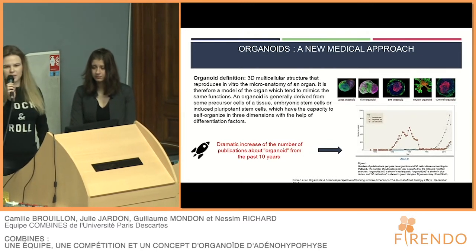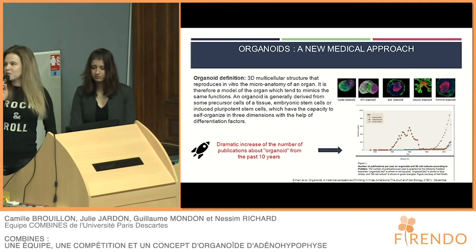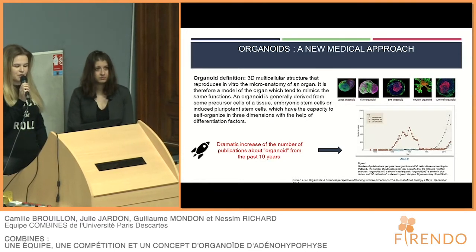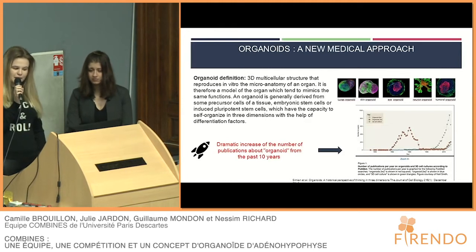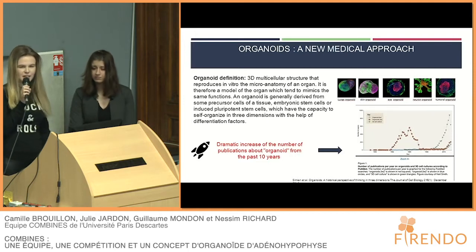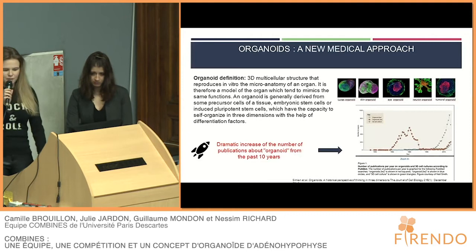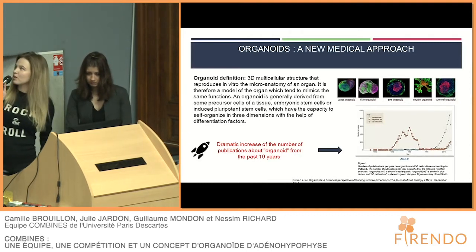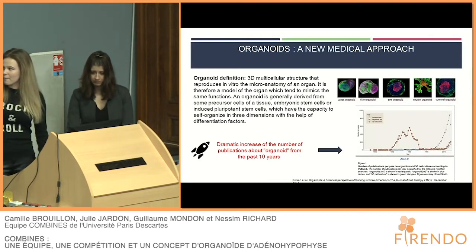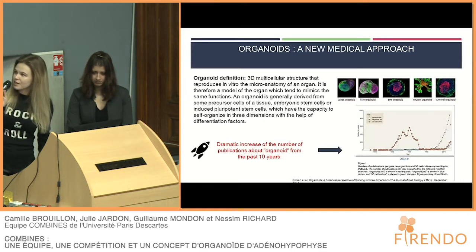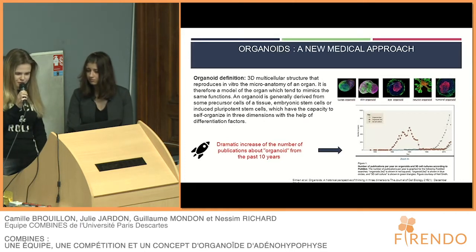As you may know, an organoid is a 3D multicellular structure which tends to reproduce the microanatomy of a real organ. So there may exist different kinds of organoids. You can find lung organoids, skin organoids, retina, and even tumoral organoids. This field of research has dramatically increased in the last 10 years, as you can see on the graph on the slide.